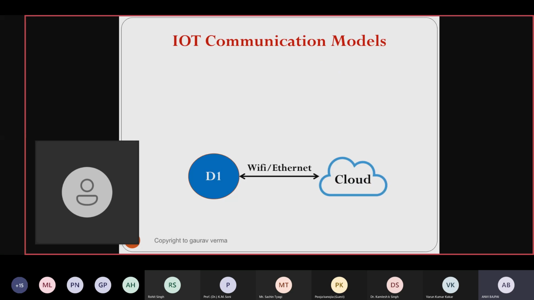The next model is the device to cloud model. In this model, we have a device, and that device can communicate directly to the cloud. A cloud, you can understand, is nothing but a storage space. And why is this model there in IoT?